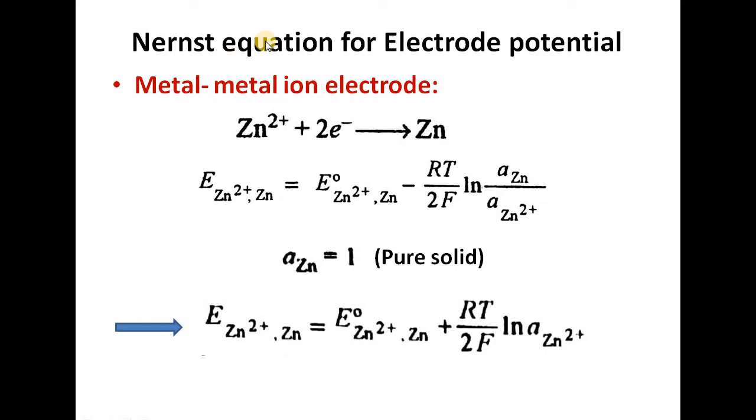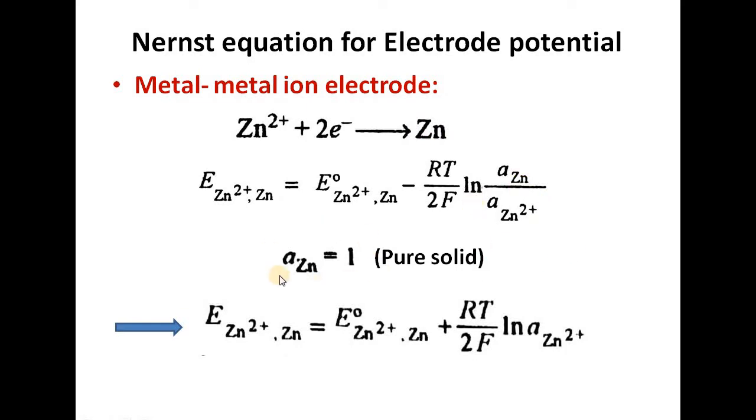First we will go for the metal-metal ion electrode, applying the Nernst equation to it. We can see here the reduction reaction involved in the zinc 2 plus electrode. Zinc 2 plus takes 2 electrons to give zinc, so we have a reduction half cell reaction. Applying the Nernst equation to this, the electrode potential of this zinc electrode is equal to the standard electrode potential minus RT by 2F log natural, activity of zinc divided by activity of zinc 2 positive.